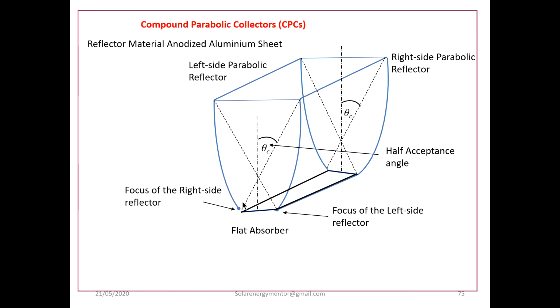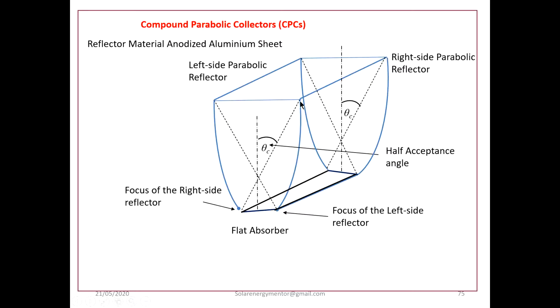Another non-concentrating, or you can say non-tracking stationary type of collector which is popular and which is becoming popular day by day is the compound parabolic collector. Compound parabolic collectors consist of two parabolic reflectors. So you can see this is a parabolic reflector. These parabolic reflectors can be made up of anodized aluminum sheet.